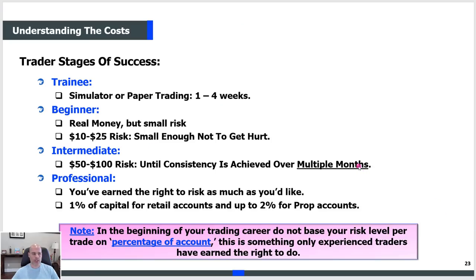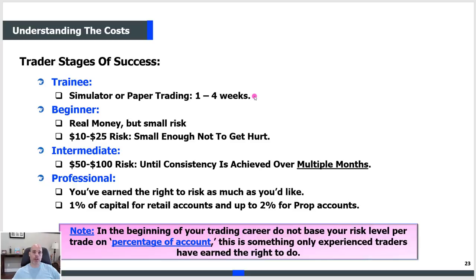Use this. I took a slide out of professional trading strategies to help you guys. Trader stages of success. Trainee, this means you first open up your account, your very first account. What are you gonna do with it? You're gonna simulator trade for 1 to 4 weeks, no more than a month. Why not? Because simulator trading is not real trading. You get better fills, you don't have any consequence. It's not the same thing. So only do simulator trading or paper trading for a month.